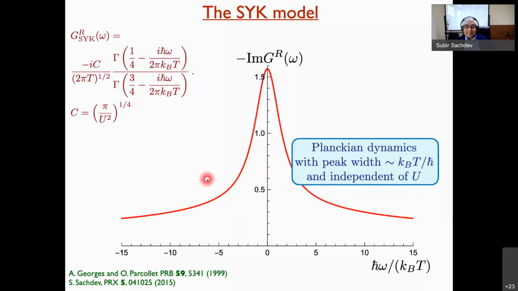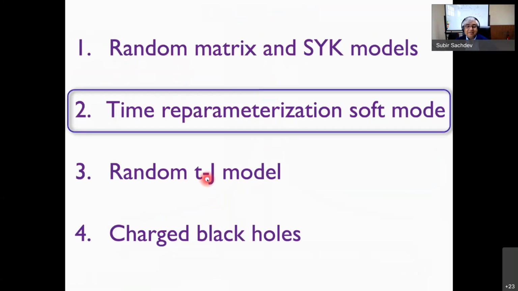So part 2 is a little technical, so I ask the experimentalists to just bear with me, but hopefully the gist should be clear to everyone. A central actor in trying to connect to experiments will be something called the time reparameterization soft mode, which was originally discovered in the SYK model by Kitaev and Maldacena and Stanford, but has a much wider application.